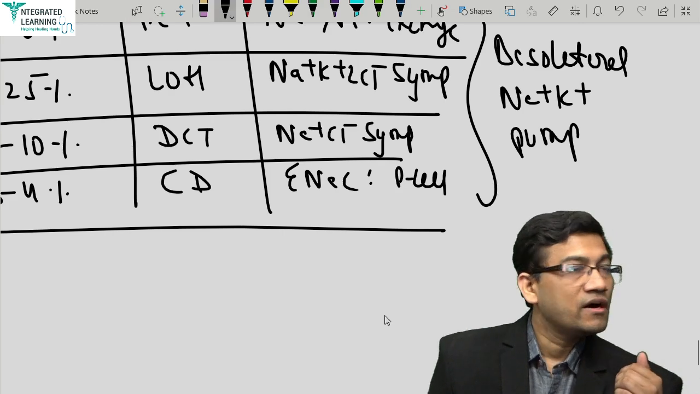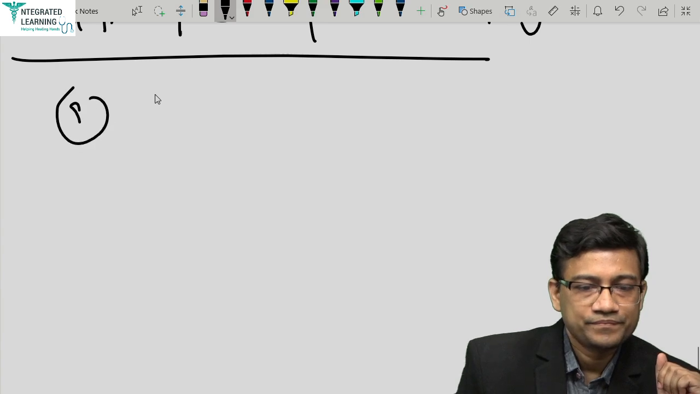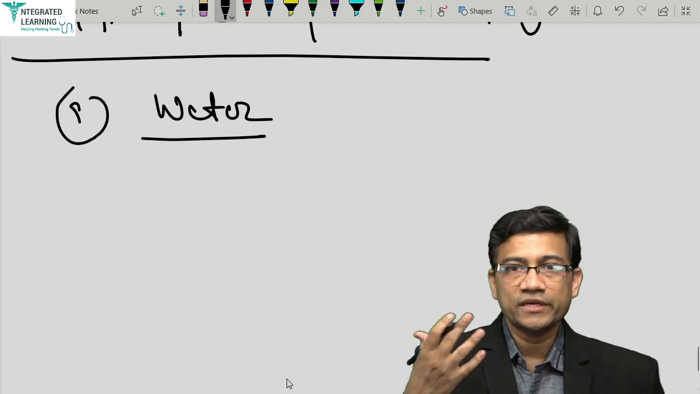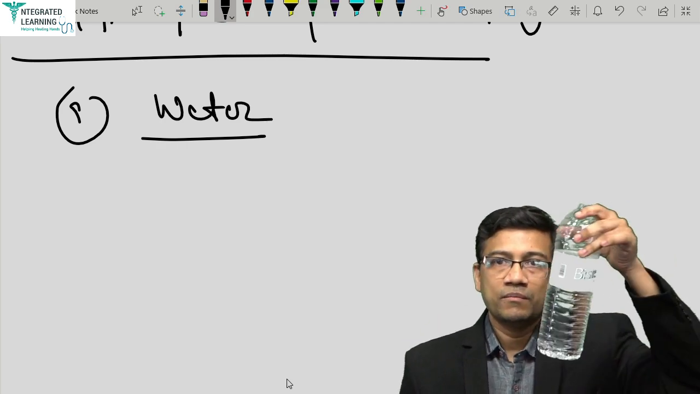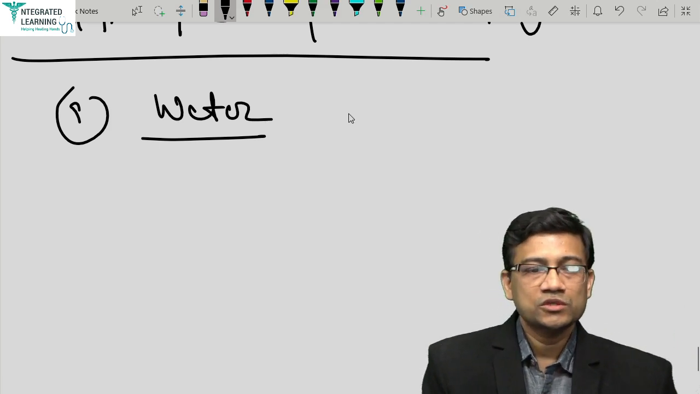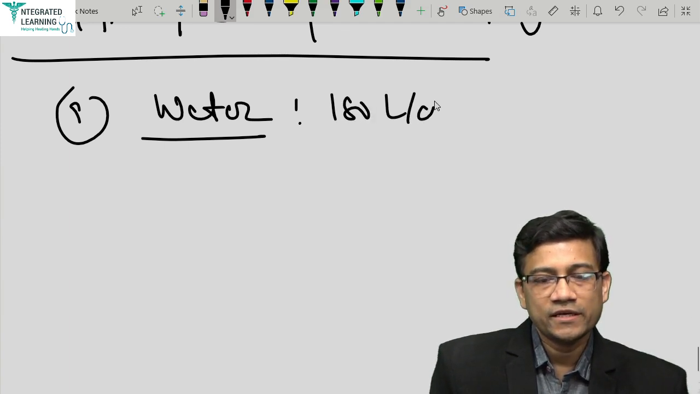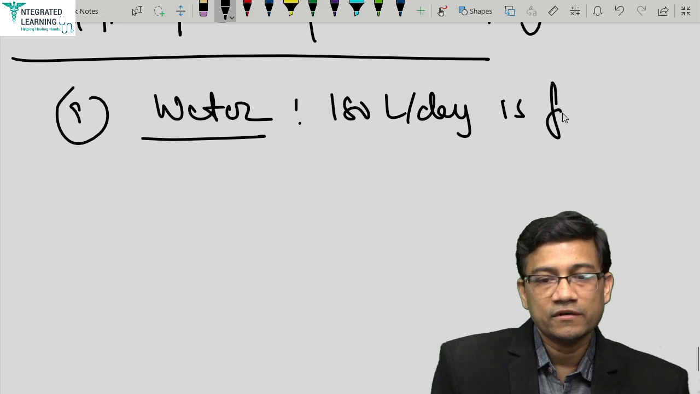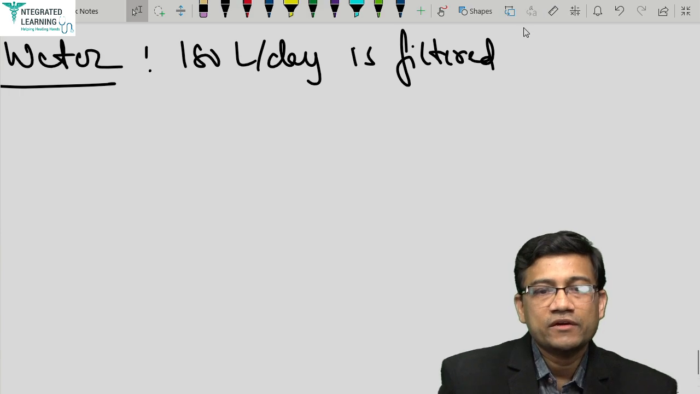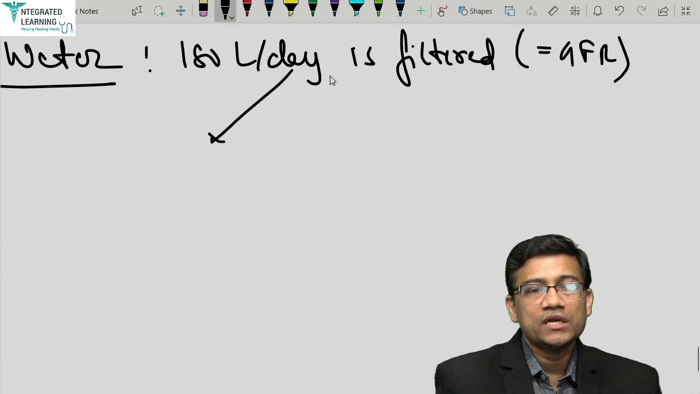Last we see is the water, number 9. First, how much is the filter load? You know how much water is filtered? 1 liter of plasma is roughly 1 liter of water, because the bulk of plasma is water. So the amount of water filtered is the same as GFR. So 180 liters a day is filtered, equal to GFR.